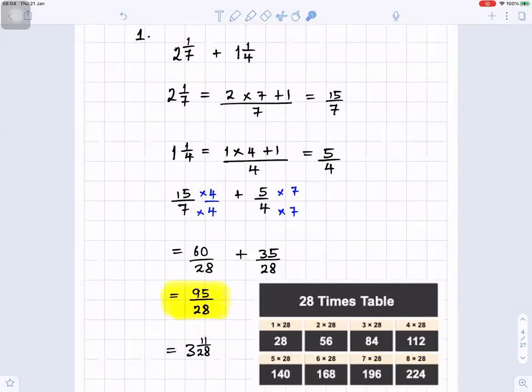You look at the 28 times table. I've put it there for you. How many times does 28 go into 95? So you do 95 divided by 28. It goes in 3 times. Remainder: 95 minus 84, remainder 11.